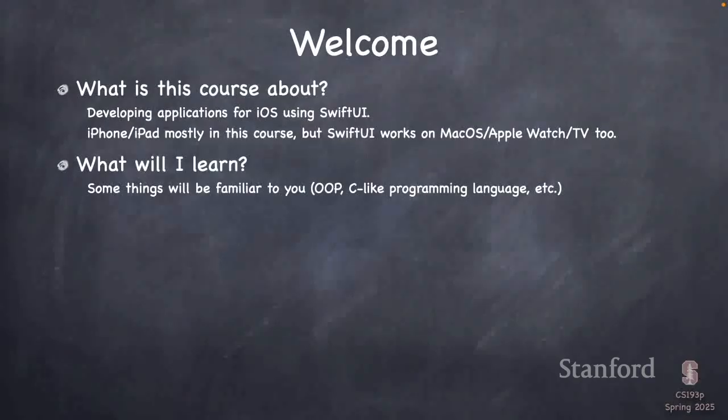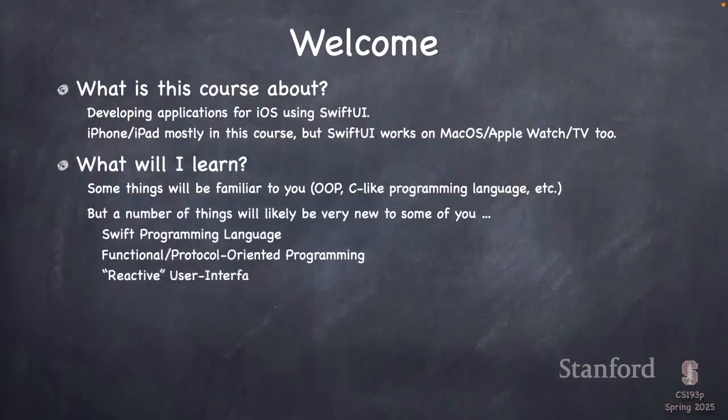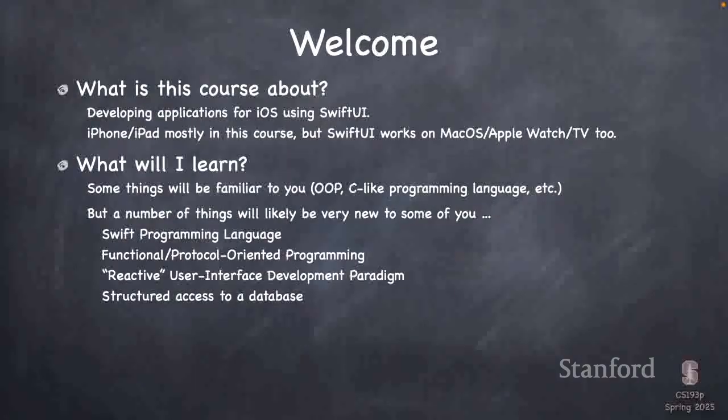What are you going to learn in this class? A lot of what you're going to learn here is going to be kind of familiar to you. Like probably all of you or most of you know object-oriented programming, and some of the stuff we're going to do looks kind of like object-oriented programming, but we're not actually doing object-oriented programming in this class. SwiftUI is not object-oriented. And the language we're going to use kind of looks C-ish, but it's not, okay? It's a different language. It's Swift. So a lot of the things you're going to learn are going to be completely new.